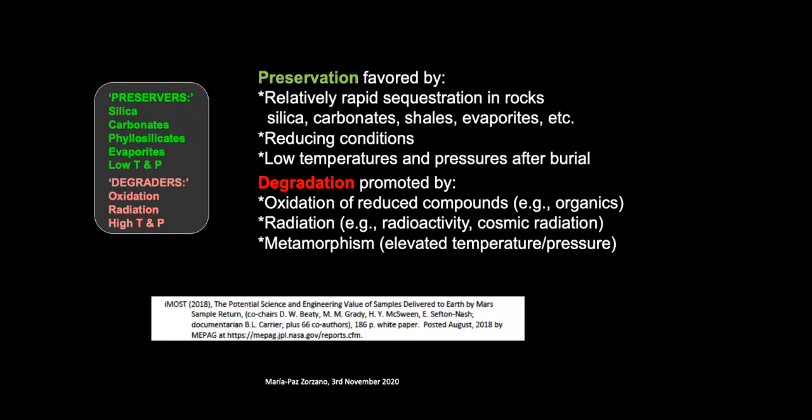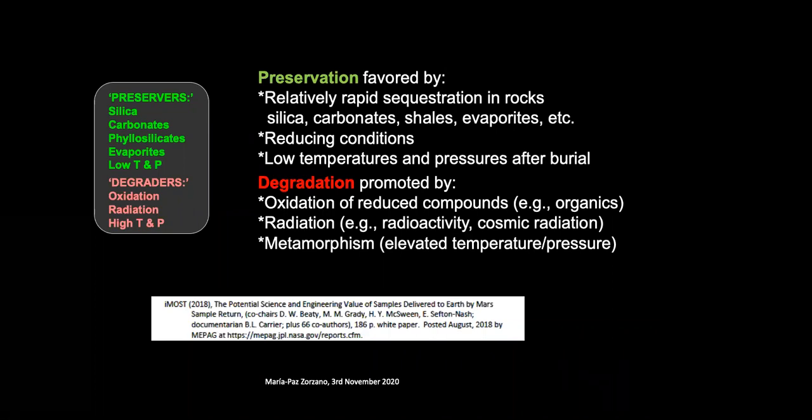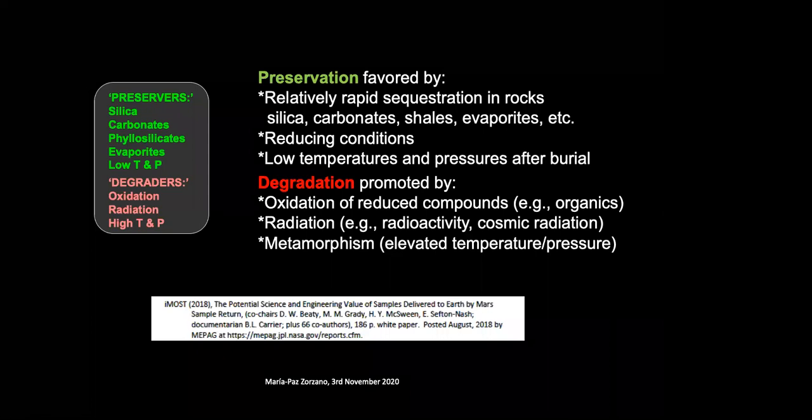If we want to look for life on Mars or elsewhere, the first thing we need to know is that we need to find environments that preserve those precious signatures that we talked about before. And there are environments that are good preservers that I have marked here in green, and there are conditions that are very bad to preserve life that I have marked here in red. Generally, let's say we want to conserve a protein or a lipid, maybe a long chain lipid, then the best condition for its preservation would be to have very rapid sequestration into a matrix that is going to protect that sample. And that would be a rock that contains silica or carbonates or shales or evaporitic environments.